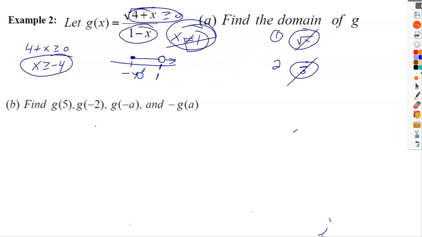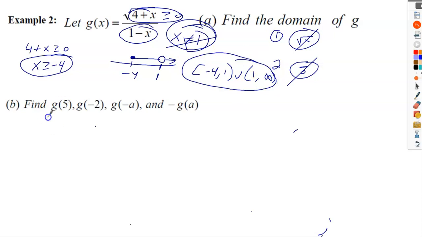So now when I look at my domain, I have two sections. I have this piece and I have this piece. This section, I can put in interval notation as negative 4, comma 1, and now it has to be a parenthesis again because it cannot equal 1. And then the next section, I'm going to pick up at 1, and I'm going to go to infinity.